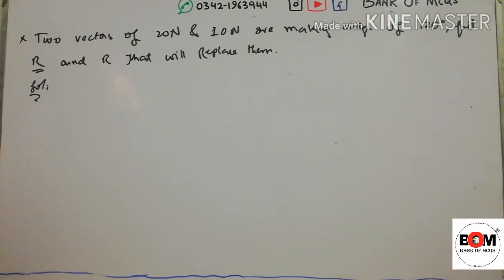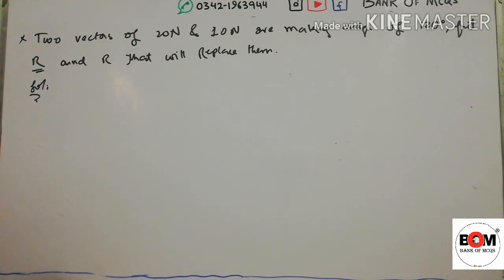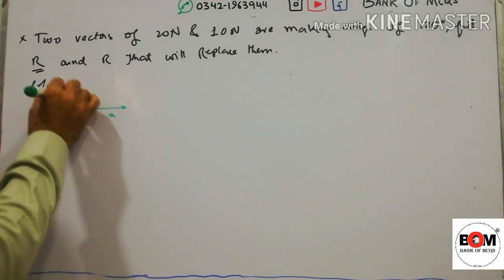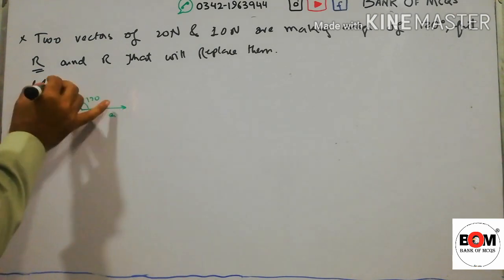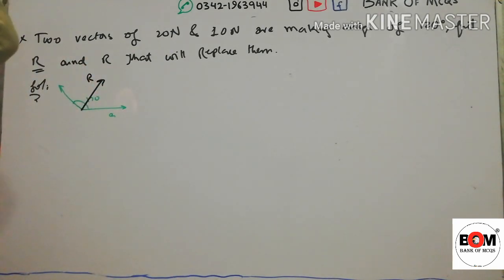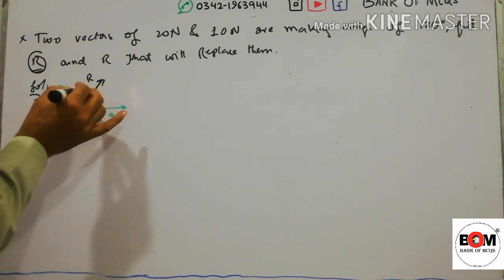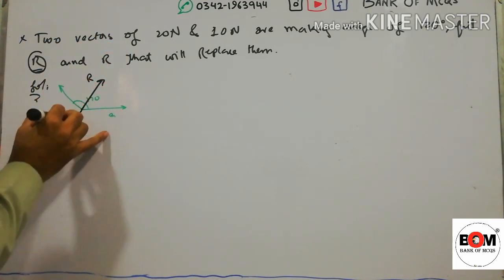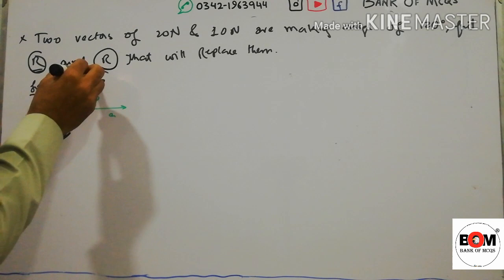Example which may come in ETEA: two vectors each of 20 Newton are making an angle. Find the resultant and the force that will replace them. The question says that the angle between A and B is 120 degrees. So first, to find R, as A and B are acting, the resultant will be in this direction, in the middle of the two. So this is the resultant R. Now the force that will replace them will be the same in magnitude but opposite in direction, so this is minus R, the force that will replace them. So simply we have to find the resultant.